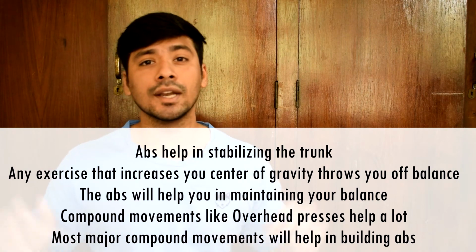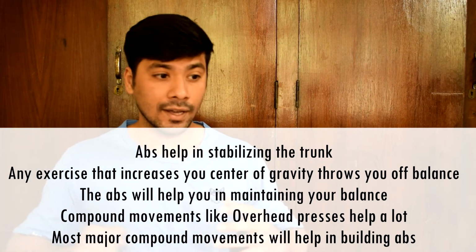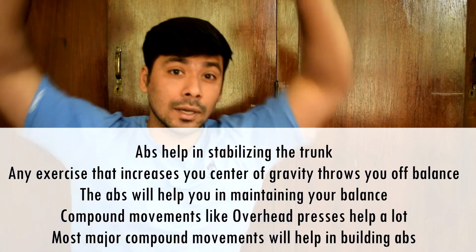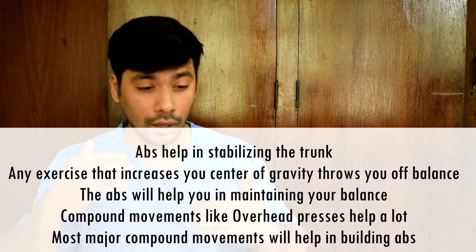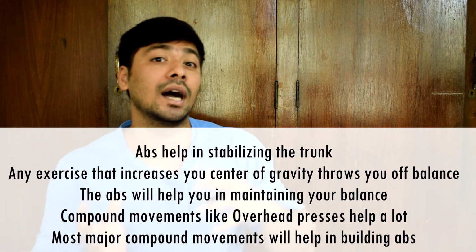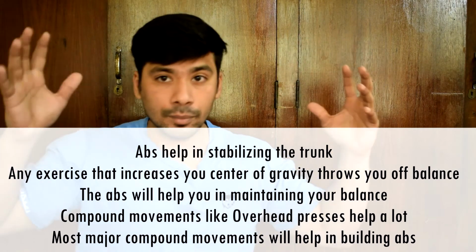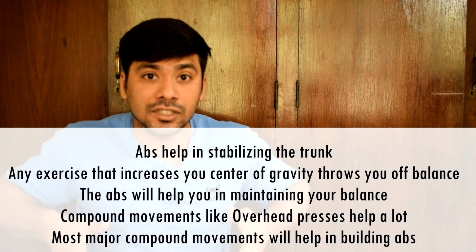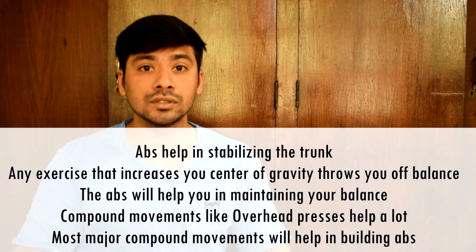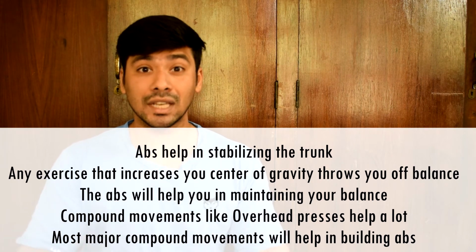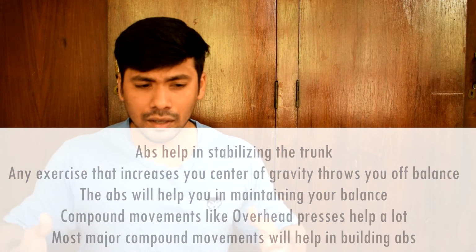So when you're doing something like an overhead press, when I do an overhead press, my center of gravity increases and thus makes me more unstable. So when I'm more unstable, that's when my core actually helps me to stabilize. So performing motions like overhead presses, squats, even bench press, where your upper body is slightly off track in stability, your core comes into play.